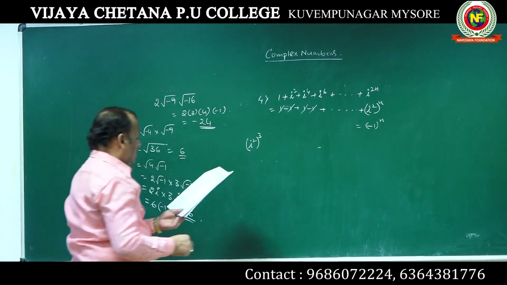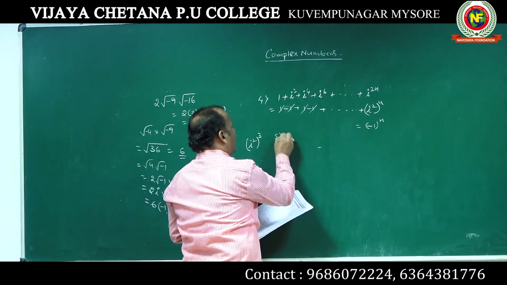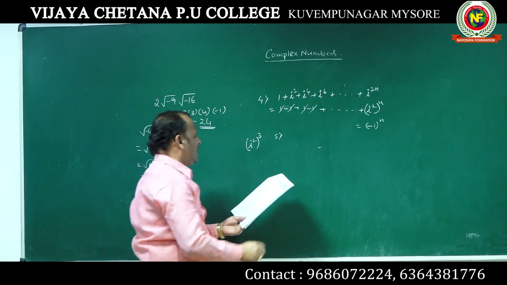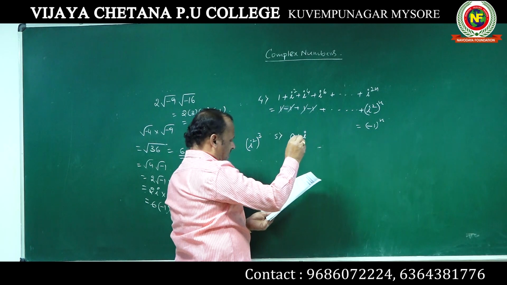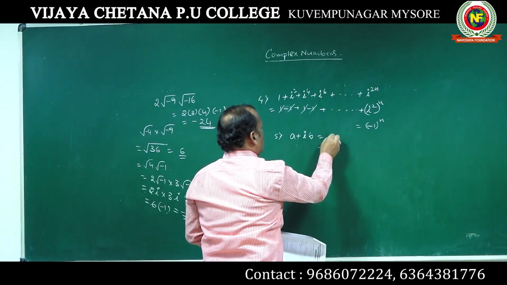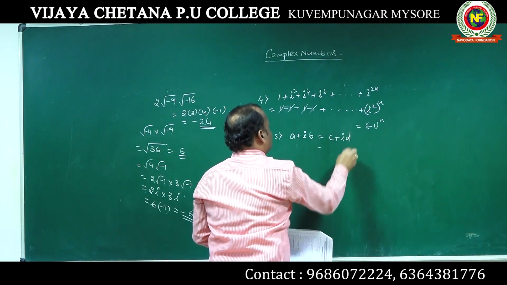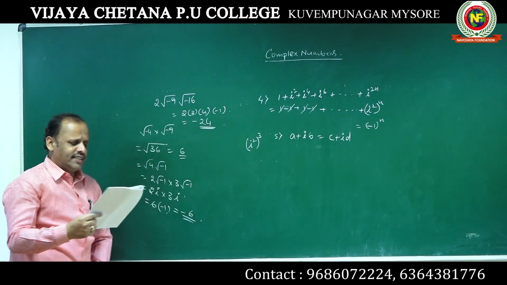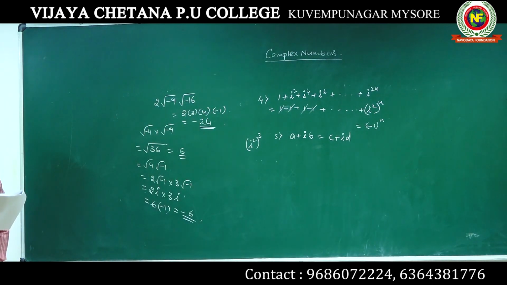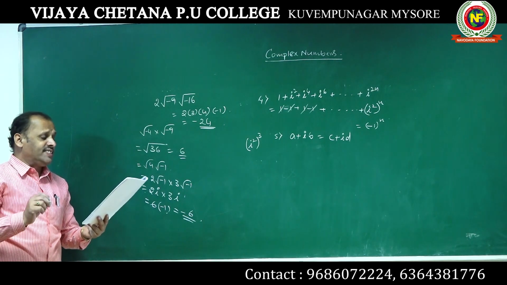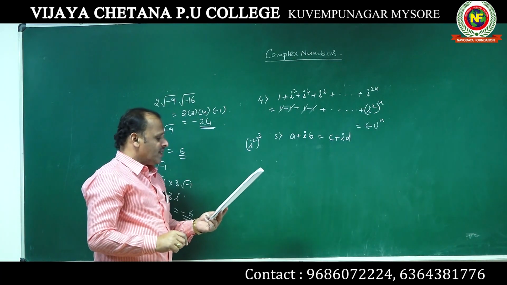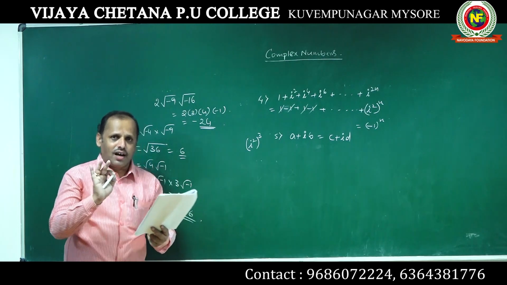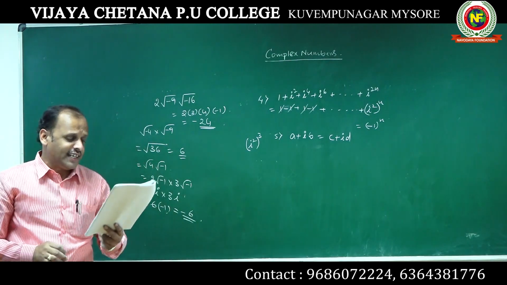Okay. Next, question number 5. Here, a plus IB is equal to C plus ID. This is the condition in a question. If A plus IB is equal to C plus ID, A, B, C, D belongs to the real numbers, then which option will be correct? Option, ಯಾವ option correct ಇದೆ ಅಂತ.